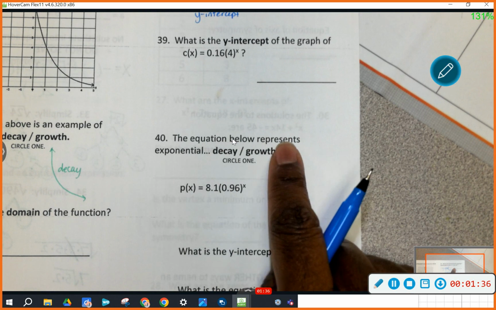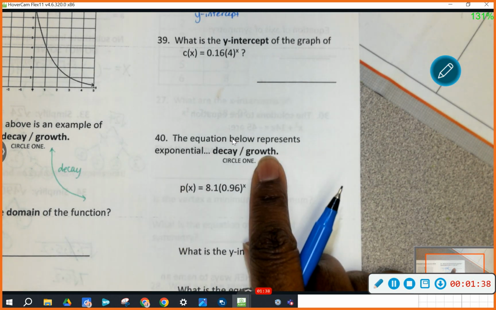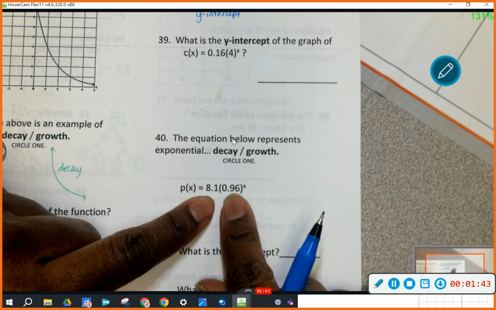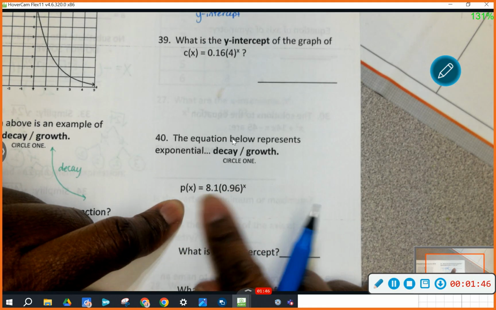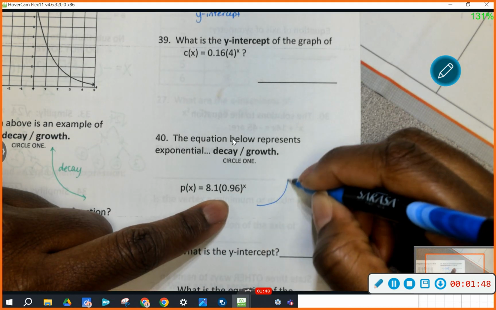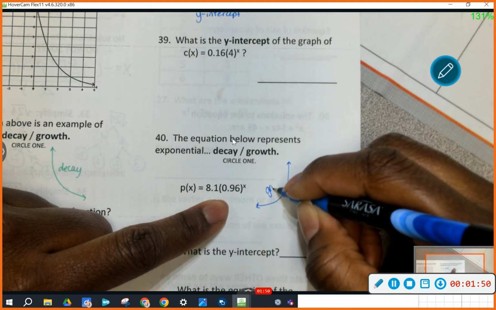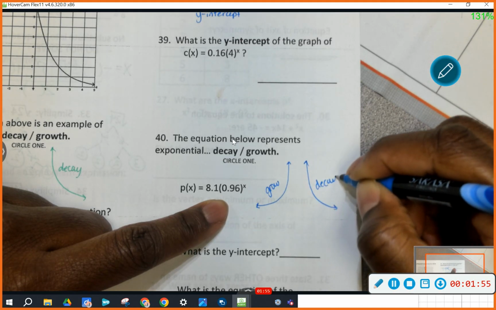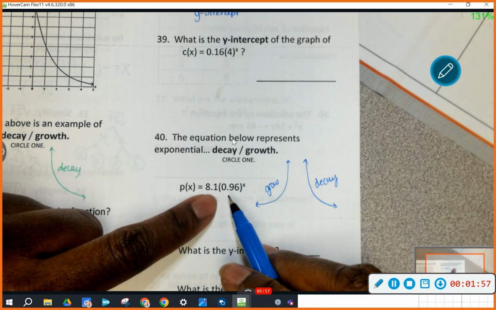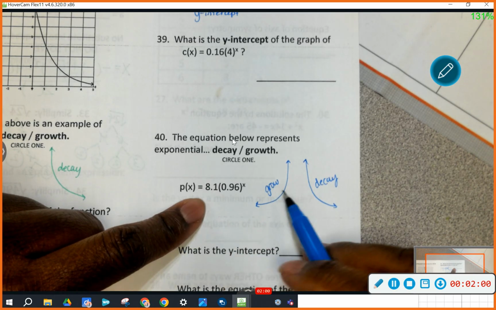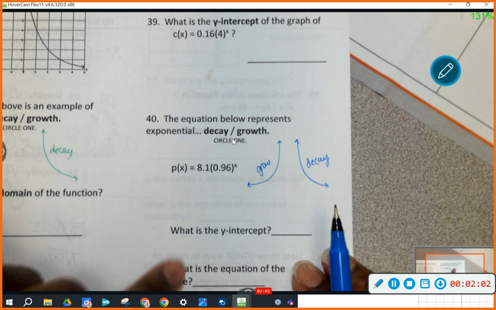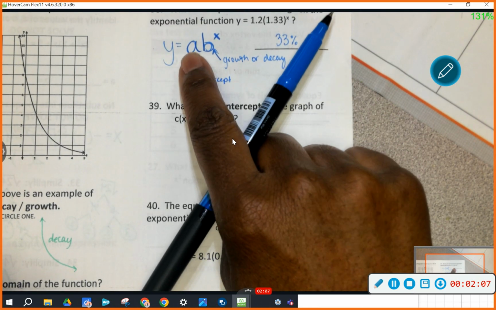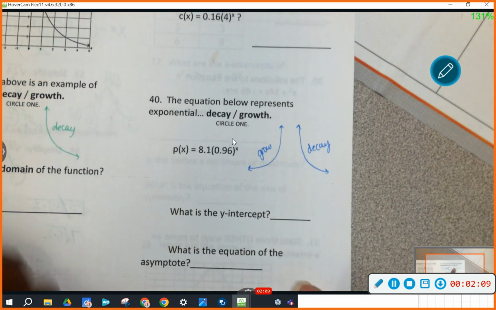The equation below represents exponential decay or growth. Well, you should be able to look at this number and see is it decay or growth, but if you can't, look at the graph. Type this in Desmos. Is the graph like this? Because if so, it's growth. If the graph is like this, then it's decay. Okay? Sometimes the numbers may trick you or you may forget, so type it in Desmos and see either growth or decay. What is the y-intercept? Remember, I gave you an example of where to find the y-intercept. Or you can use Desmos.